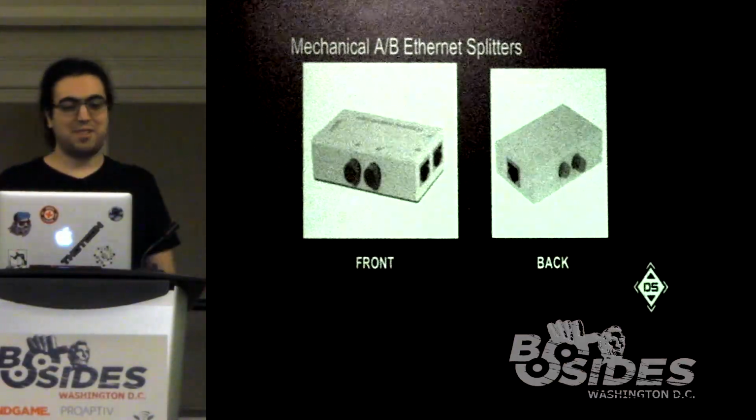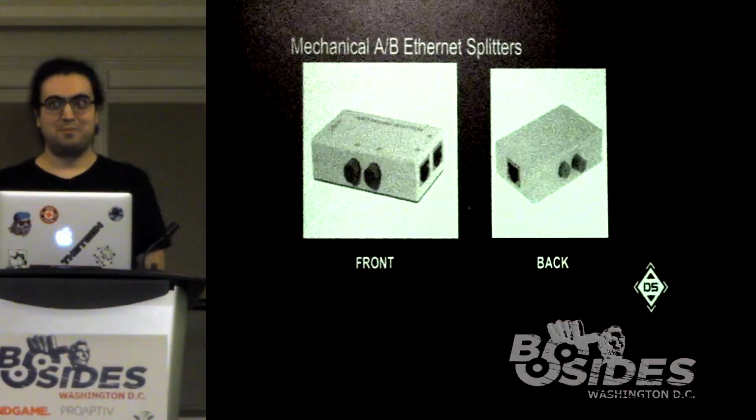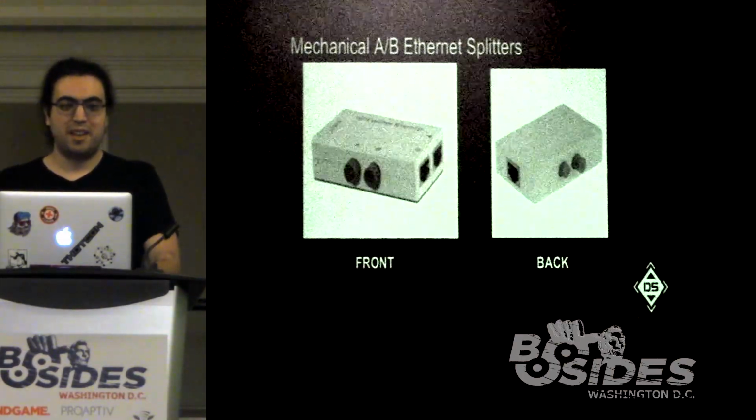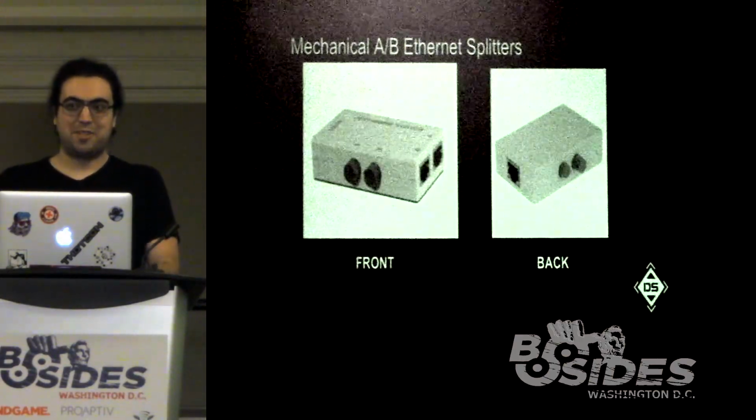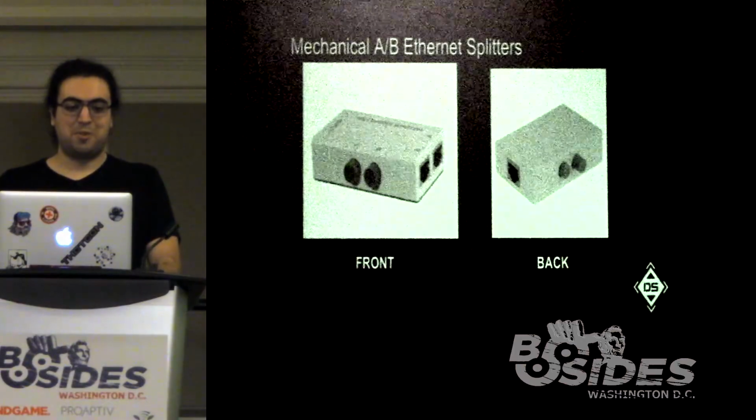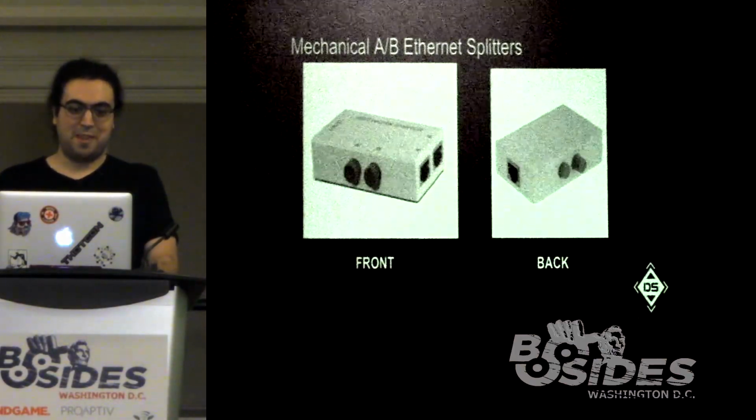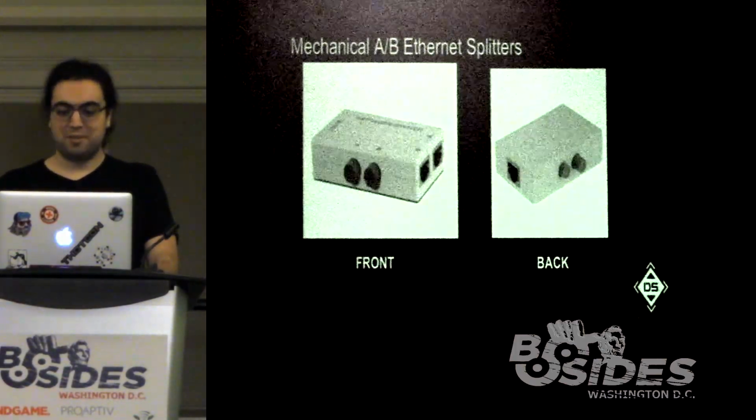You can get these little devices on Amazon for, I think it was like $5 or $10, something like that. It's basically a mechanical Ethernet splitter. It just has two buttons on it, and depending on which one you hit, the Ethernet traffic will be routed through port A or port B.